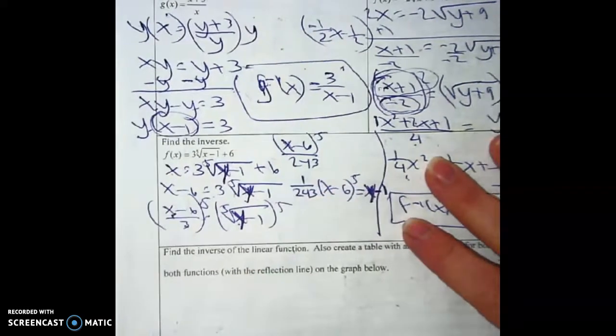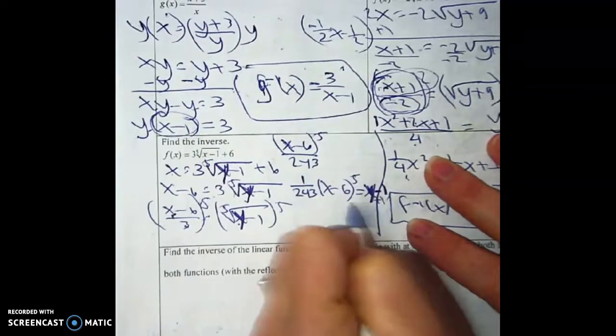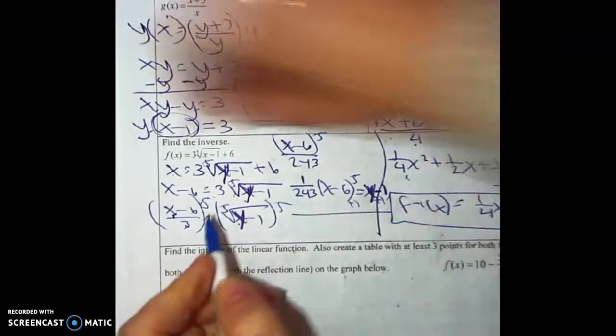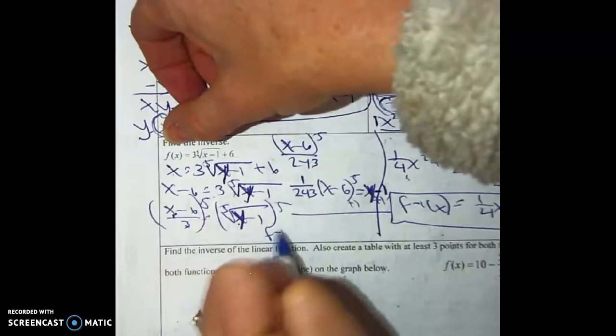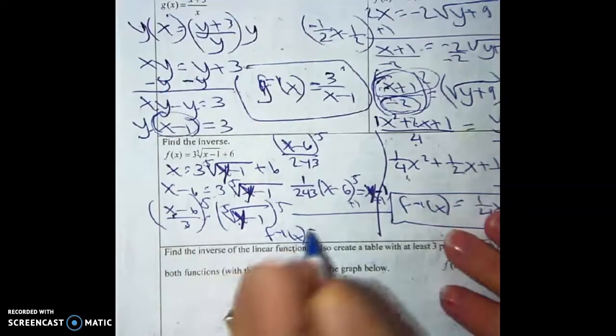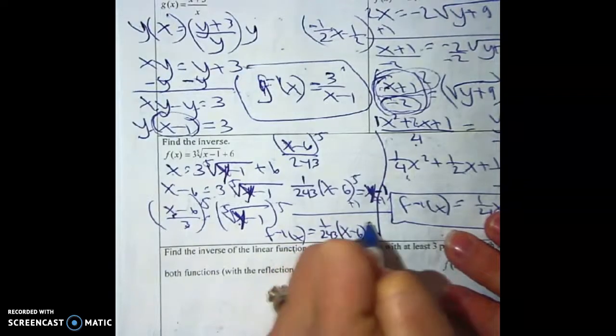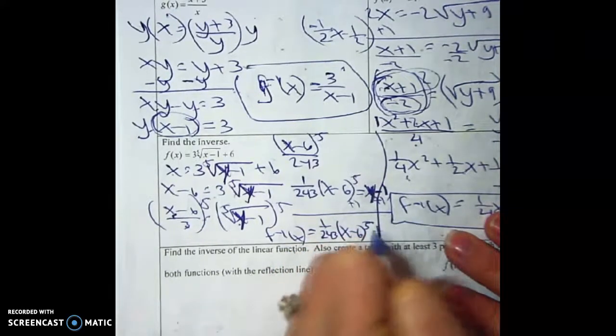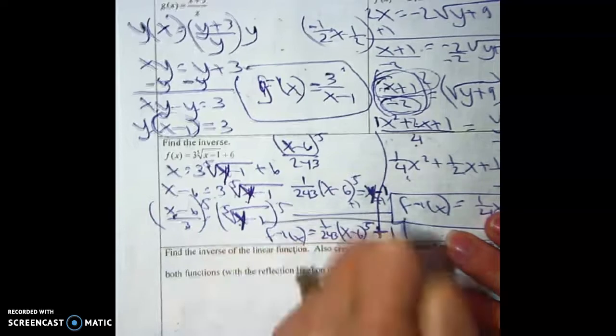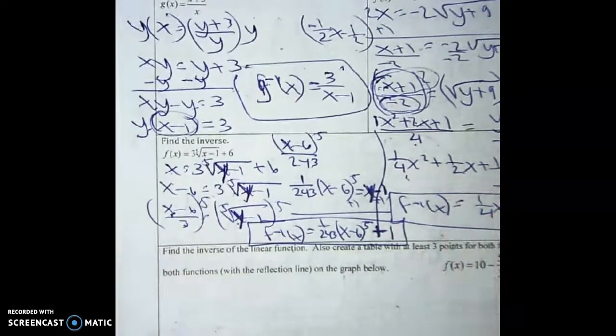Okay, goal is to get y by itself, so plus 1, plus 1. So my answer would be f inverse of x equals 1 over 243 times (x minus 6) to the fifth, plus 1. Now you give me that, great. If you have no life and you want to box that out and put it in standard form and get it correctly, I'll give you bonus.